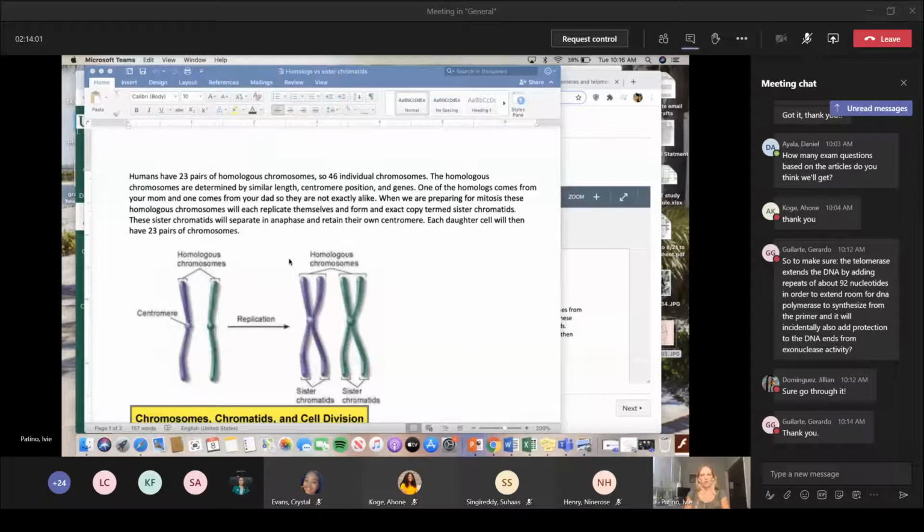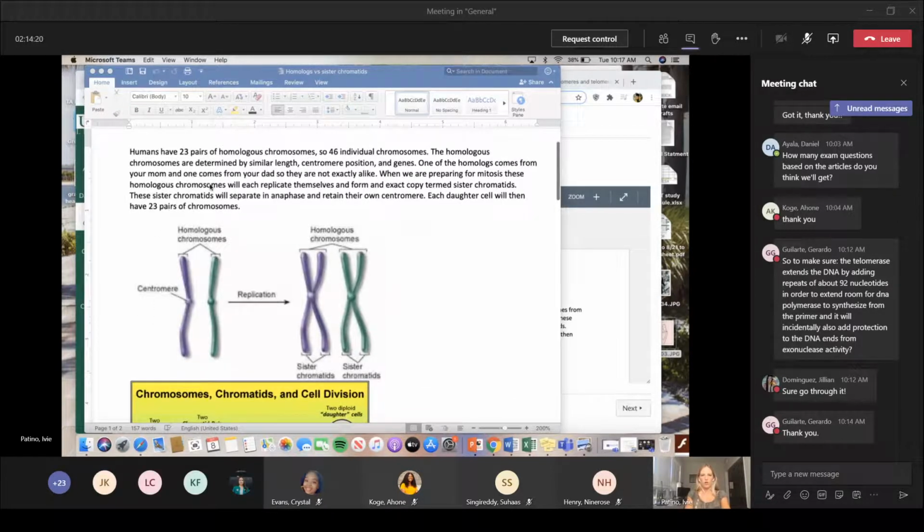Okay, so humans have 23 pairs of homologous chromosomes, right? You get pairs, plural. So you get 46 individual chromosomes, and 23 come from your mom and 23 come from your dad, making up 46 individual chromosomes. The homologous chromosomes are determined by similar length, centromere position, and genes.